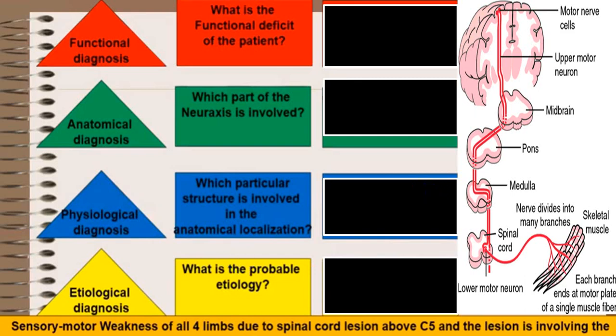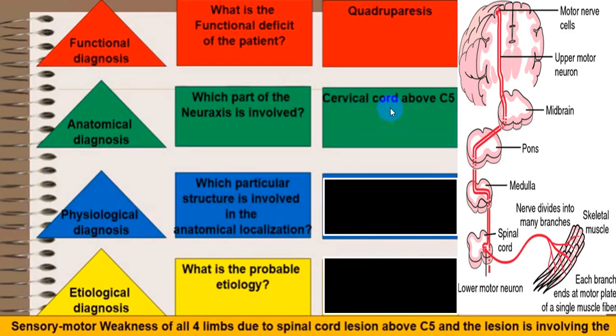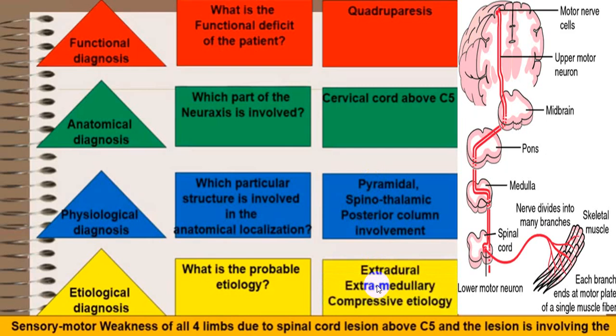So whenever we label, say the person has come with forelimb weakness, we'll first put that the person is having quadriplegia. Now all four limbs are involved, and it is due to a spinal cord lesion above C5. So it is a spinal cord damage, cervical spinal cord damage above the C5 level. It is involving the pyramidal tract, posterior column, spinothalamic tract due to extradural compression. So the physiological diagnosis will be pyramidal tract, spinothalamic tract, posterior column involvement. And the final confirmation will be extradural, extramedullary compressive etiology producing quadriparesis at the level of the cervical cord. This will be the final diagnosis.